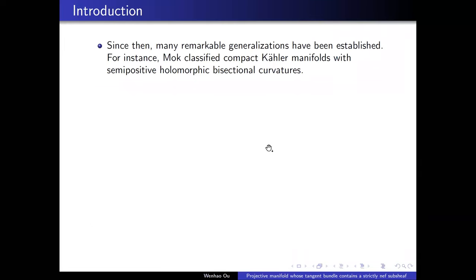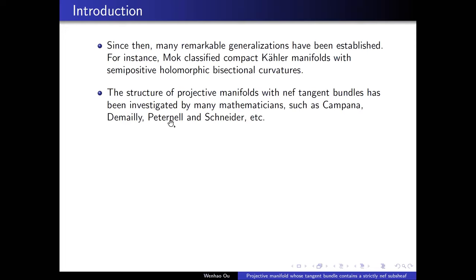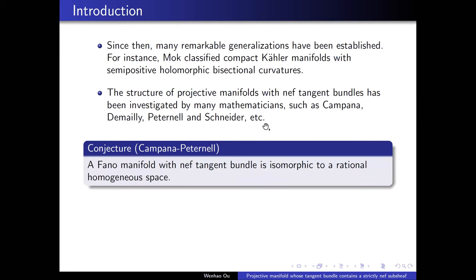Since then, many remarkable characterizations have been established. For instance, if we replace the positive condition by semi-positive: Mok classified compact Kähler manifolds with semi-positive holomorphic bisectional curvature. Roughly, up to étale cover, they are symmetric spaces over a torus. And on the algebraic side, we replace the ample condition by the nef condition. The structure of projective manifolds with nef tangent bundles has been investigated by many mathematicians, such as Campana, Demailly, Peternell, Schneider, and so on. In particular, they showed that up to étale cover, such a manifold is an isotrivial family of Fano manifolds with nef tangent bundle over an abelian variety.